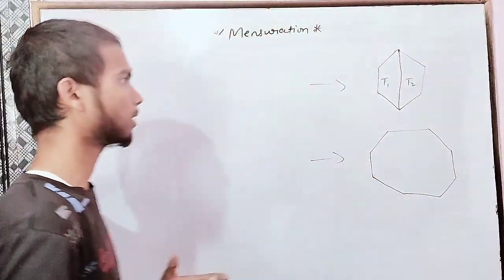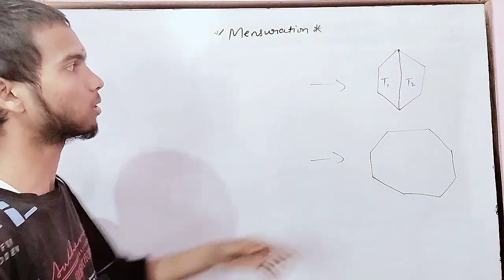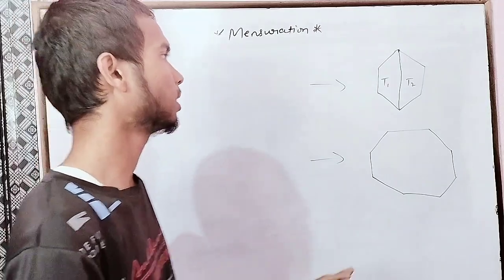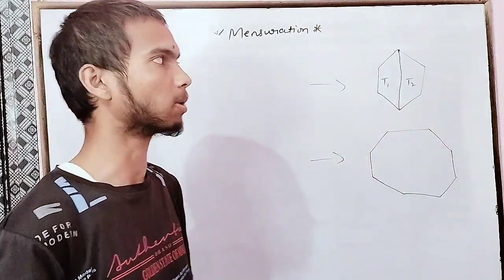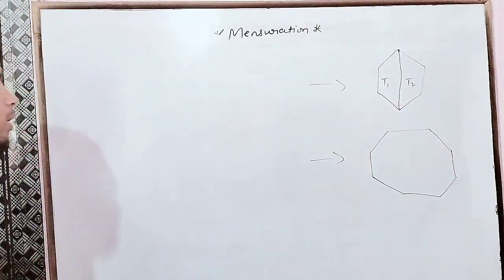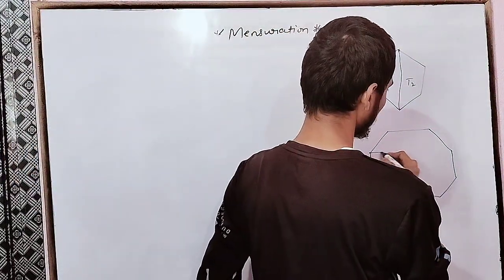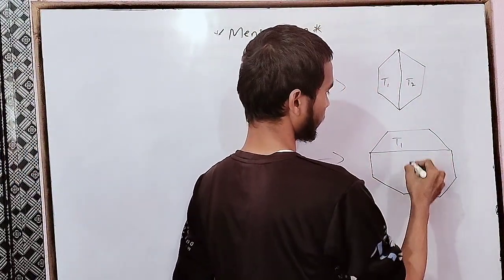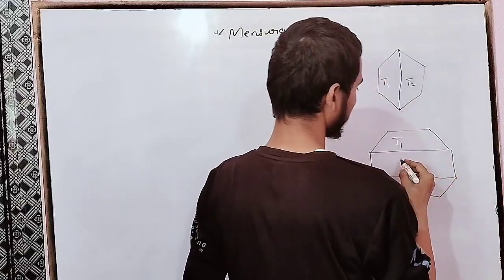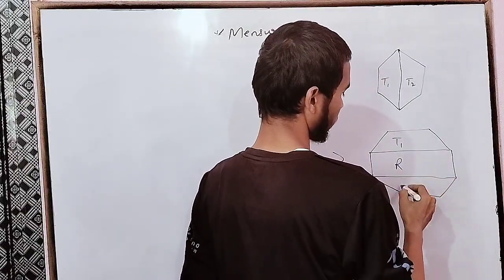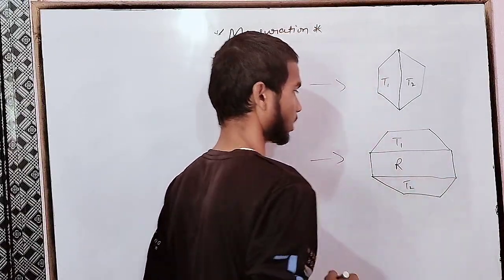So first of all, we will find the area of this trapezium. Then we will add the area of the second trapezium. Then we will have the whole area of this polygon. Next, we have this trapezium. This is one, and we have this rectangle, and this is the second trapezium.